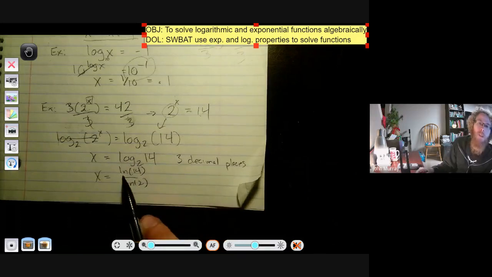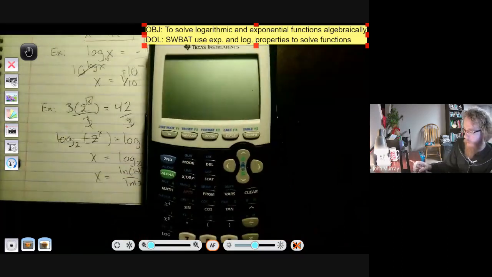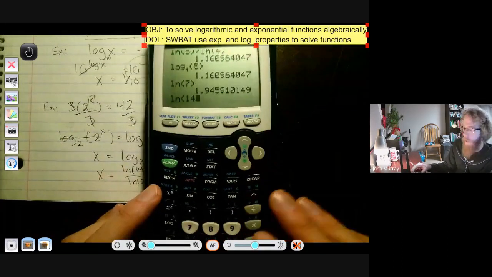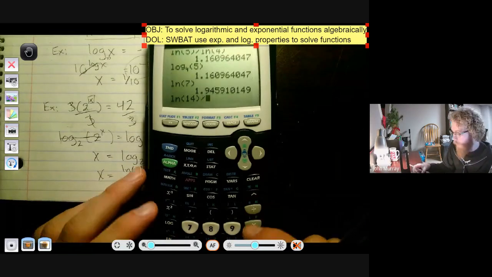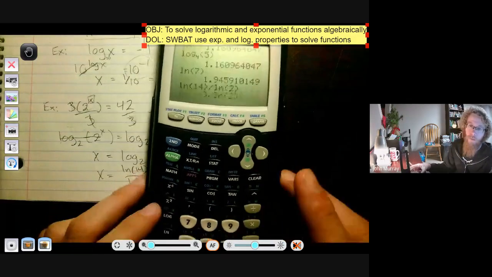Right, so that would become the natural log of 14 over the natural log of 2. Remember, it's the large number goes in the numerator and your base goes in the denominator. Now that I can calculate. Okay, the natural log of 14. Again, please make sure to close your parentheses afterwards. Divided by the natural log of 2.